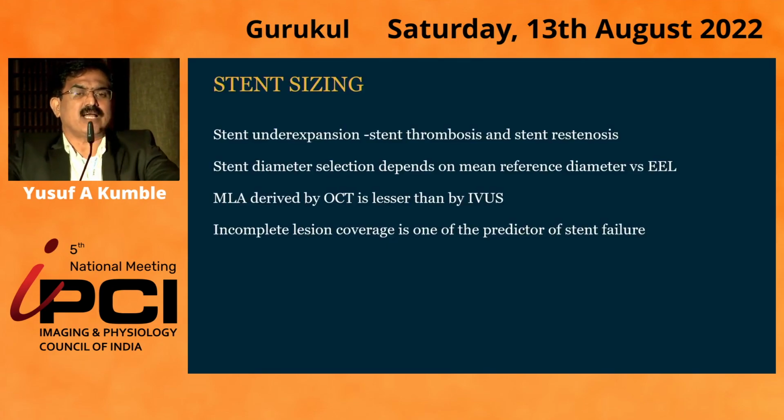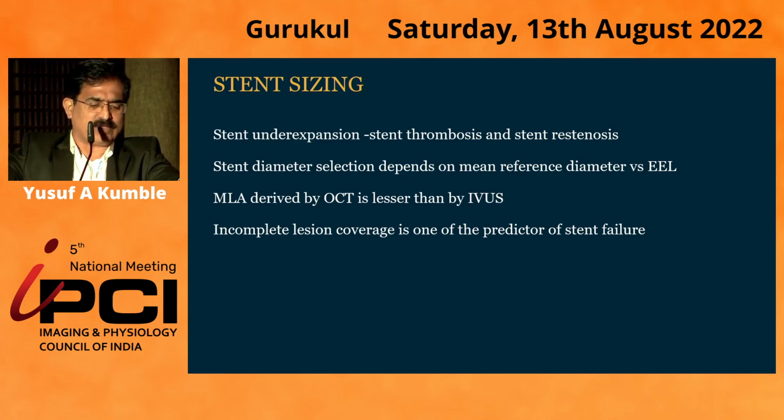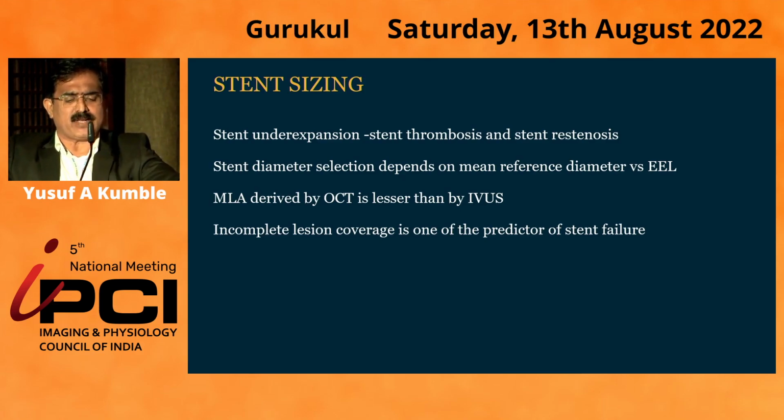Coming to stent sizing, how do you size the stent? Whether you go from the proximal diameter, the distal reference diameter, the lumen diameter, or EEL to EEL, there is no definite consensus on this. Stent under expansion usually leads to stent thrombosis and stent restenosis. Stent diameter selection depends on the mean reference diameter versus EEL. If you take different studies, they have used different criteria.